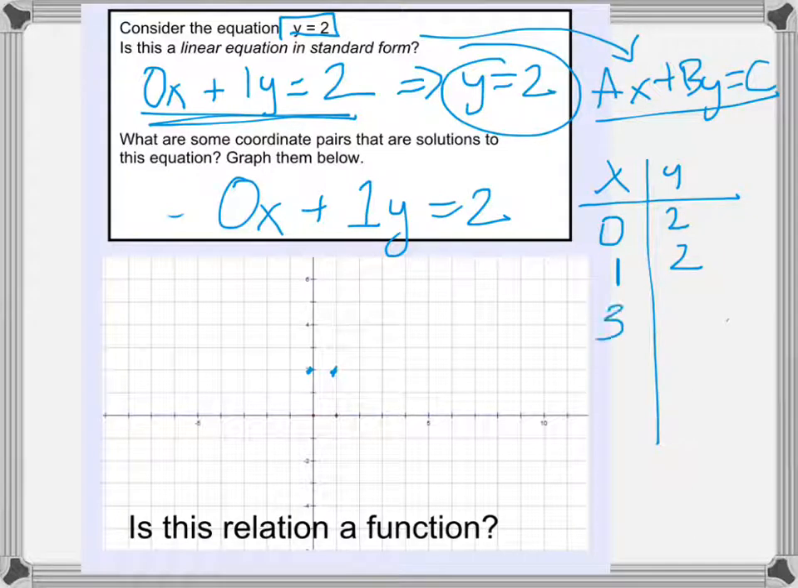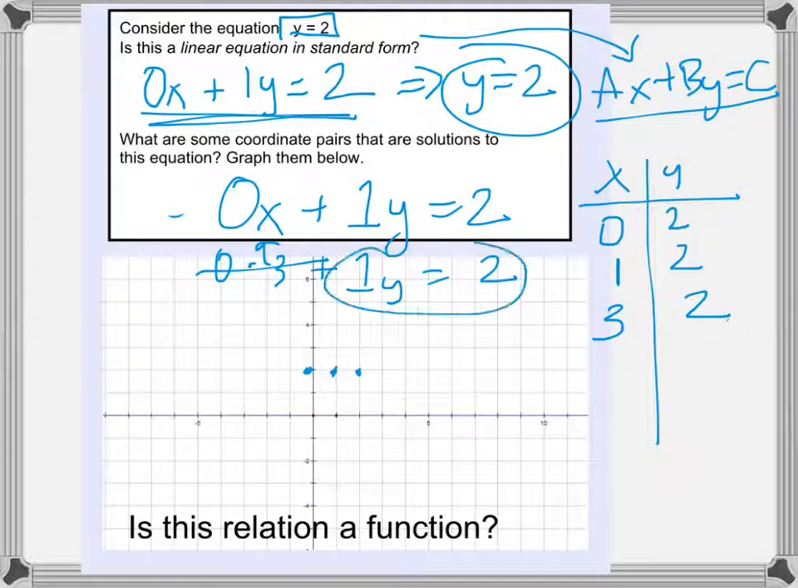Let's try making x 3. I'd have 0 times 3 plus 1y equals 2. Again, that term goes away, and I have 1y equals 2, so y is also equal to 2. You can see a real pattern emerging: it doesn't matter what I substitute in for x, because every time I multiply it by 0, it just gets 0. I'm always left with 1y equals 2, and 1 times y is y. So whatever I put in for x, y is always 2.